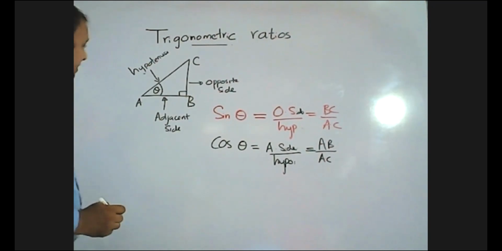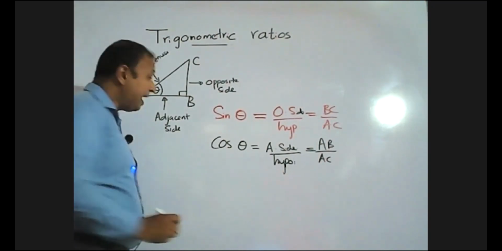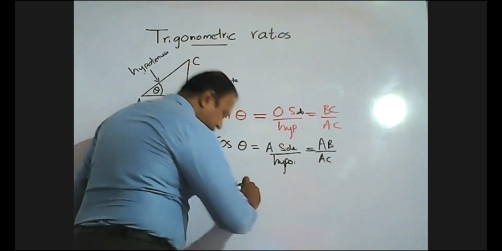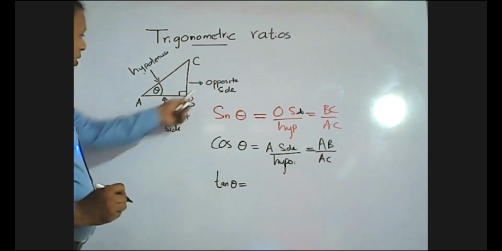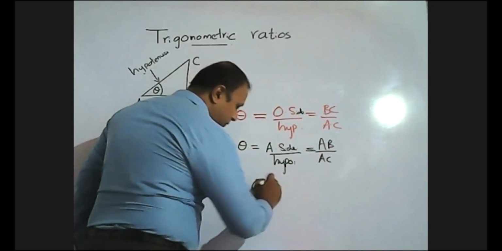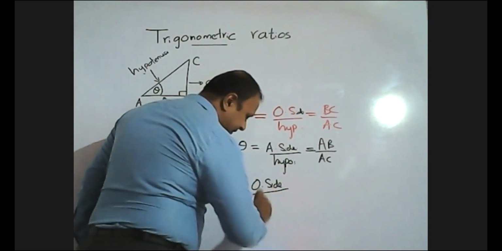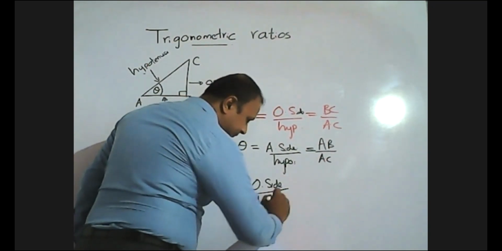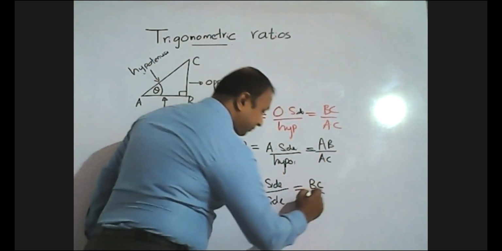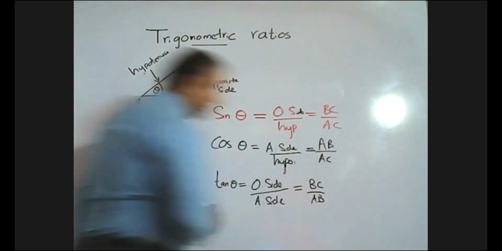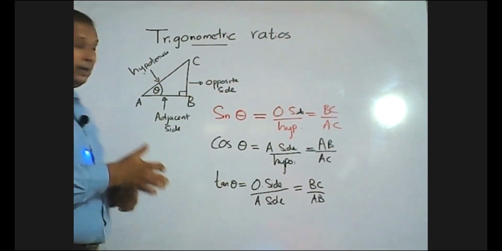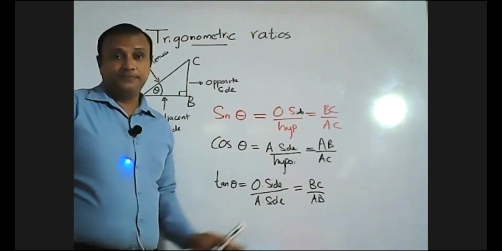Then the next trigonometric ratio is tan theta. Tan theta is equal to opposite side over adjacent side. Opposite side is BC, adjacent side is AB. Those are the trigonometric ratios that you have learned before.